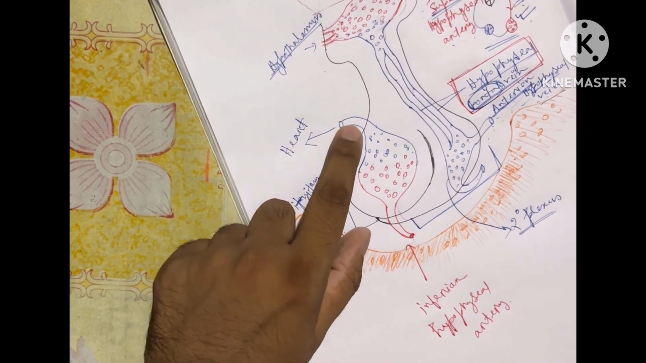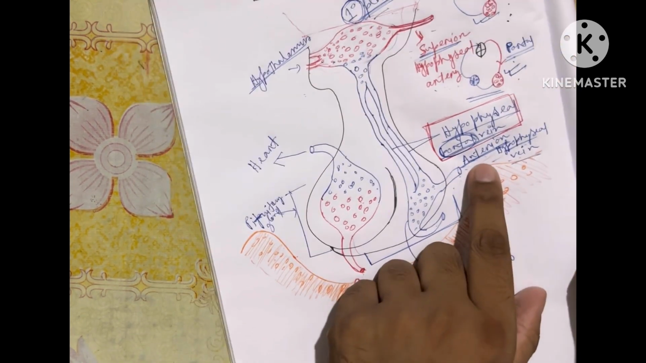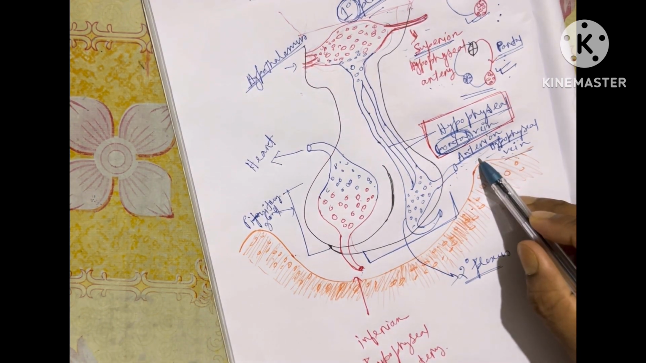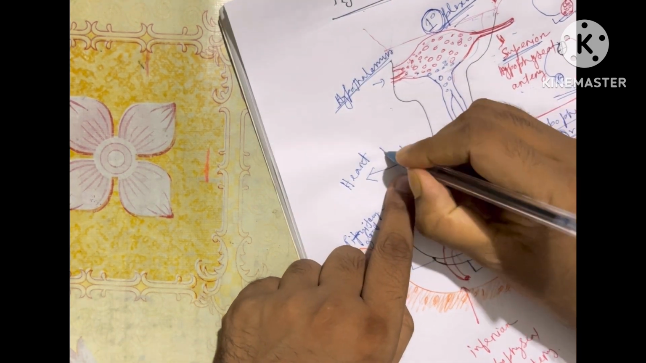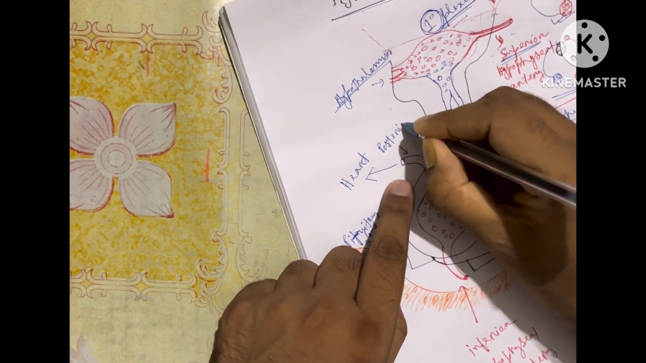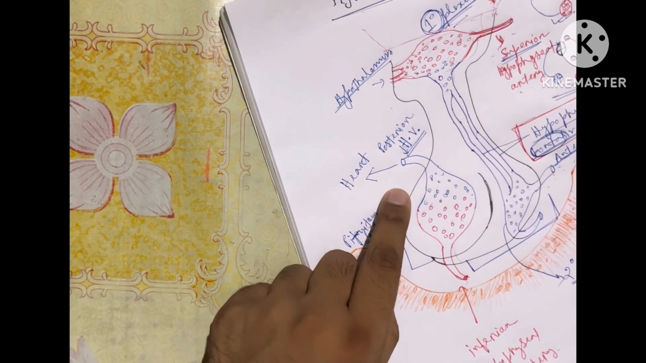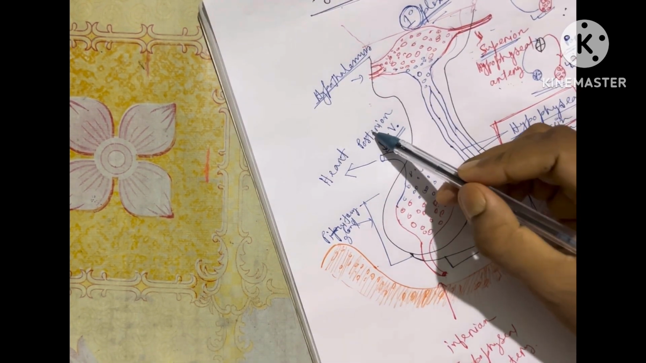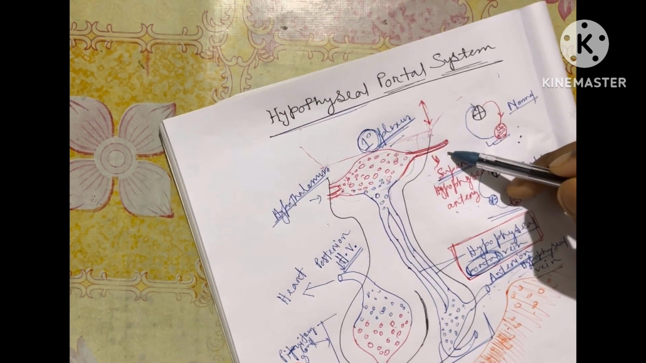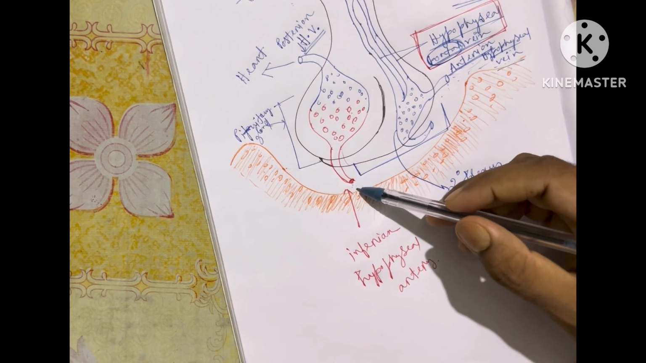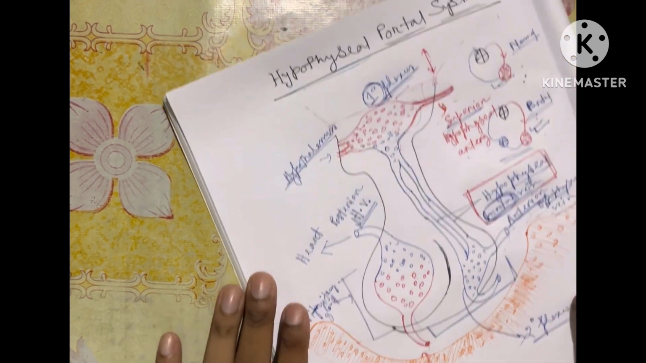So what is the name of this vein? This is the anterior hypophyseal vein. And what should be the name of this vein? It's called the posterior hypophyseal vein, and I'm writing it in short form. So this is the posterior hypophyseal vein, this is the anterior hypophyseal vein, this is the superior hypophyseal artery, and this is the inferior hypophyseal artery. So this is the detailed anatomy of our hypophyseal portal system.